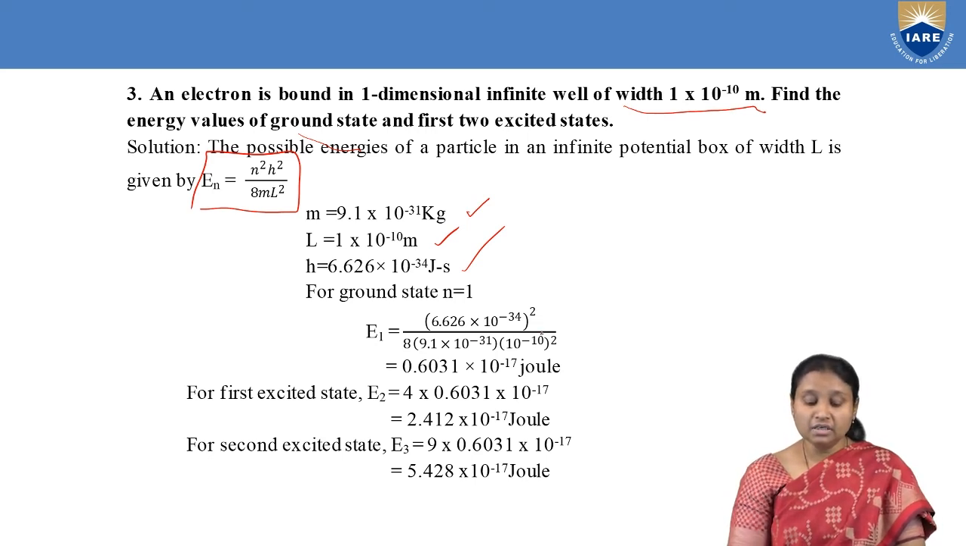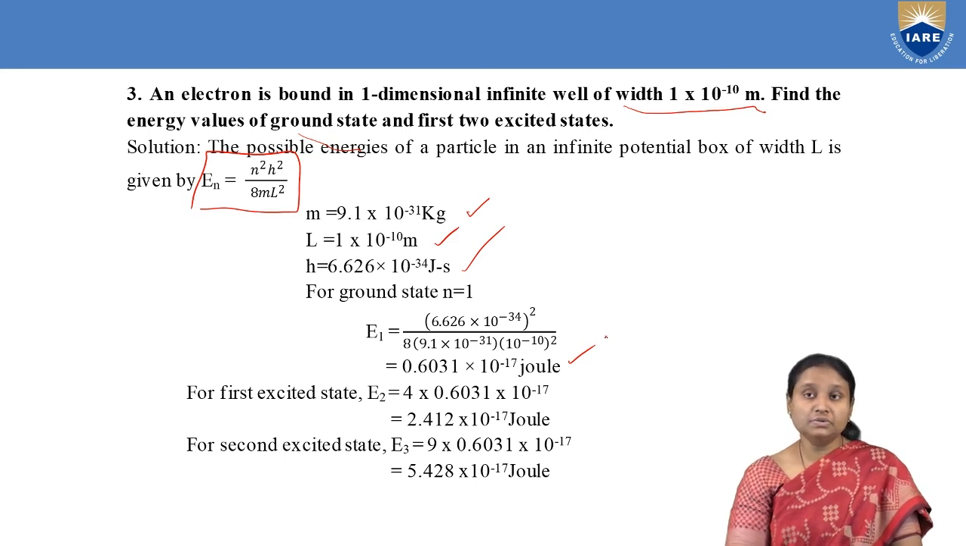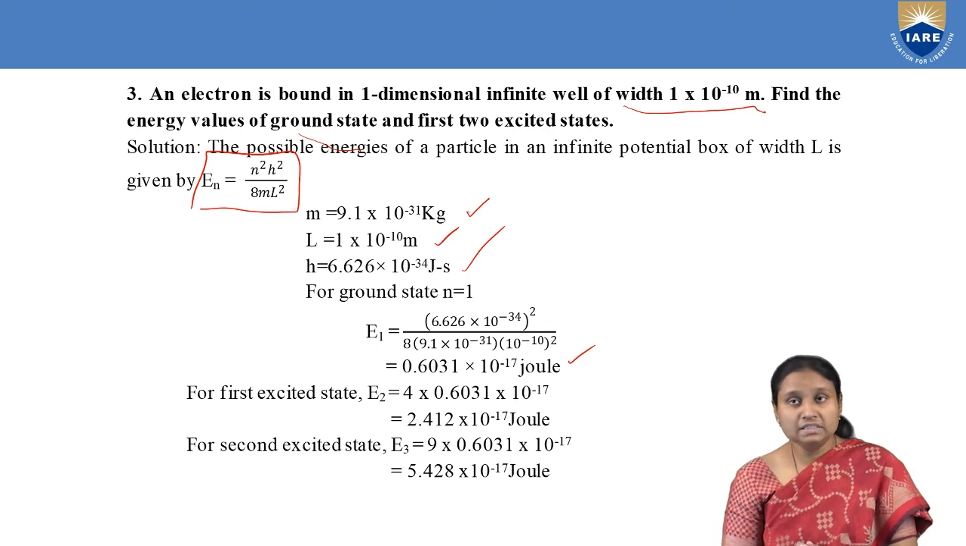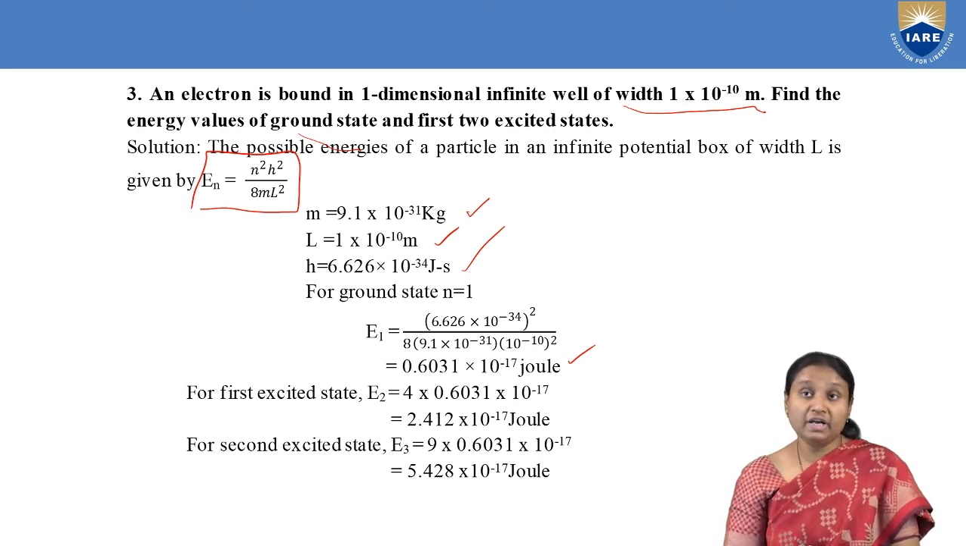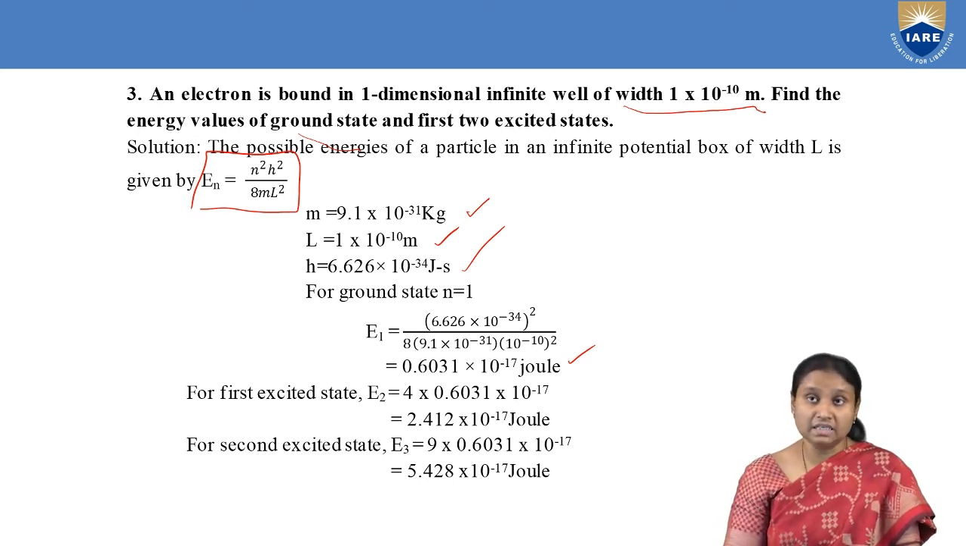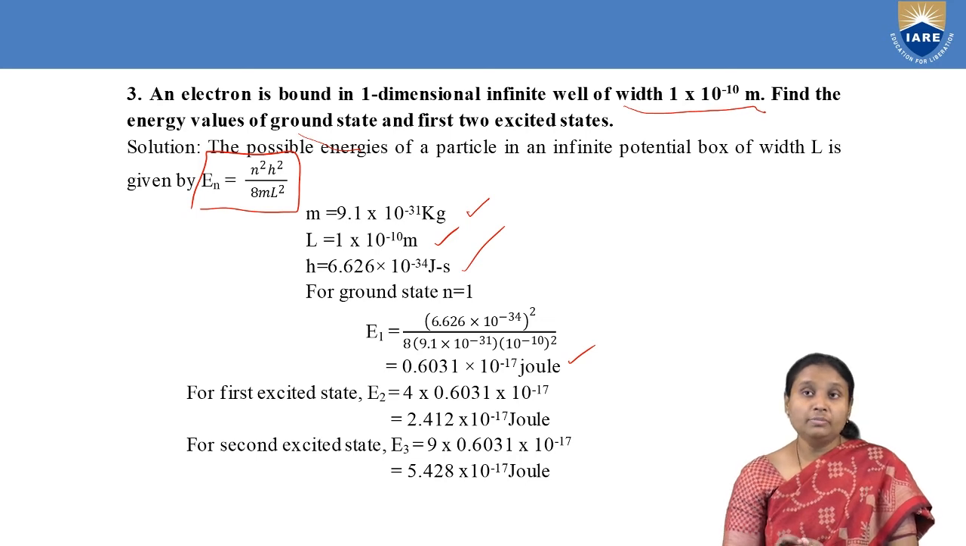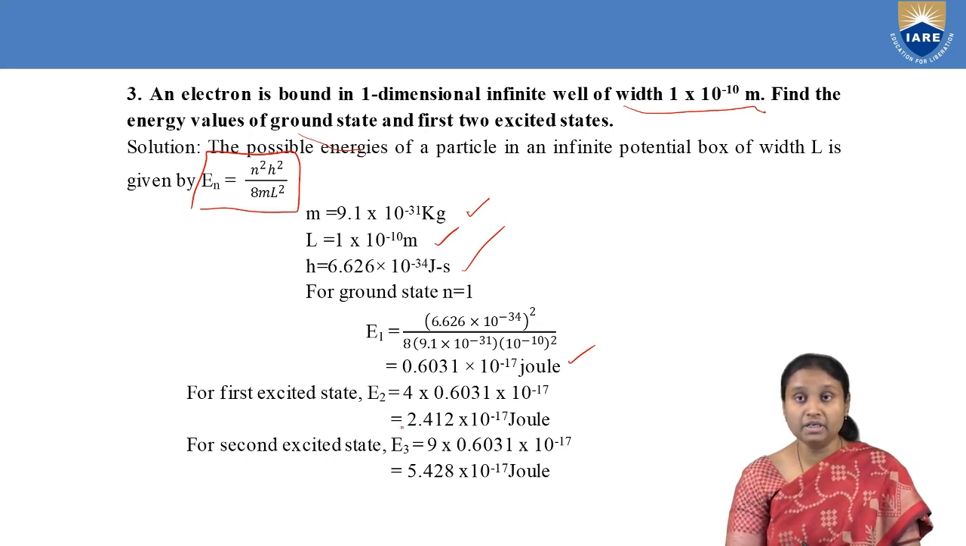So if I take it, then I'll have my ground state energy as 0.6 into 10 power of minus 17 joules. Now once we know the ground state energy, it will be easy for us to find the next two excited states. What do you mean by the next two excited states? After the ground state, if we go for two more excited states, then we have to substitute n to be 2 and n to be 3.